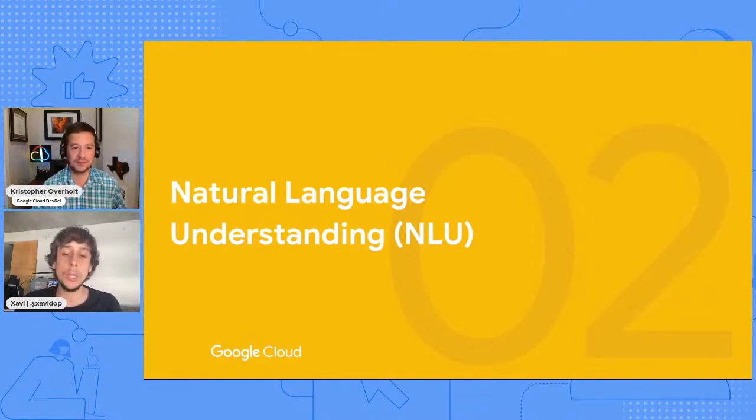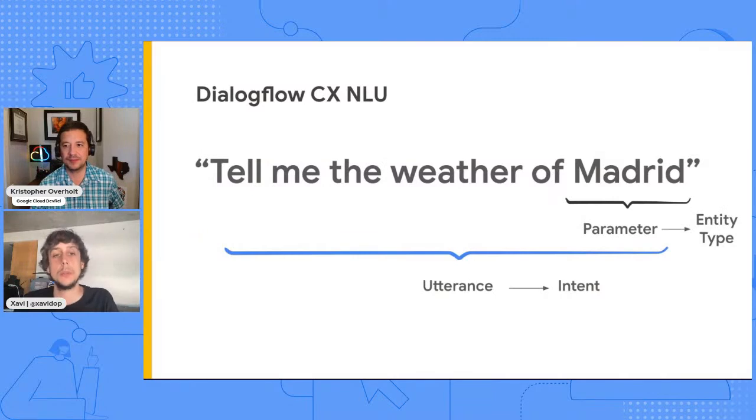Okay. So what is natural language understanding? Basically, what Dialogflow CX is going to try to do is understand what the user is requesting. For instance, let me put an example here: tell me the weather of Madrid. In this case, natural language understanding is the AI process that will tell us, okay, the user is requesting the weather, but not the weather from wherever, it is the weather from Madrid. Okay.